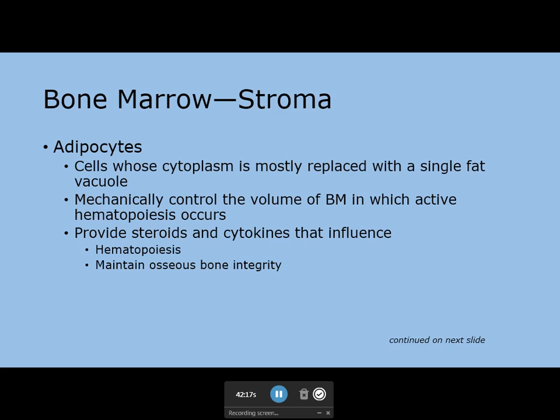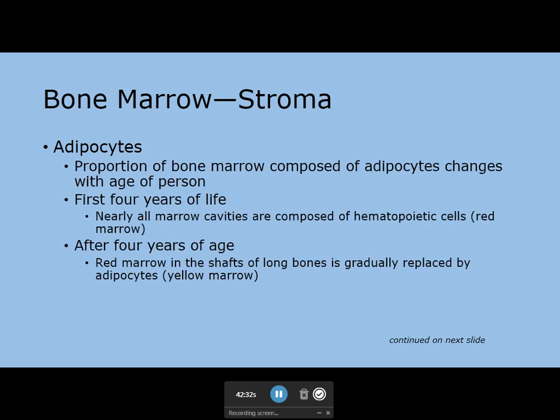So that's what it does. Provide steroids, and cytokine steroids in general. We're talking about things like cholesterol, that kind of thing, as we go through. Okay, that's about it. That's all you really need to know. Okay, that's what I was talking about.